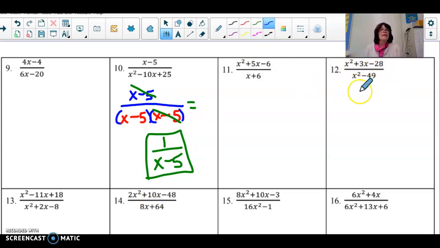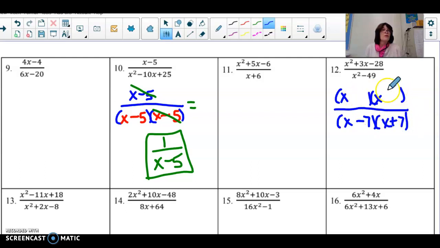I'm going to just show you how to set this one up. The top, I think you can do. It's a trinomial. You're thinking what multiplies to x squared, what multiplies to 28 and adds to 3. I'll let you fool with that. But this denominator, I wanted to remind you, that's the difference of 2 perfect squares. The square root of 49 is 7. So this is x minus 7, x plus 7. So let's hope one of these is either x minus 7 or x plus 7, so it'll cancel. Okay, think what multiplies to 28, and then get it to combine to positive 3. All right, at least I started that one.